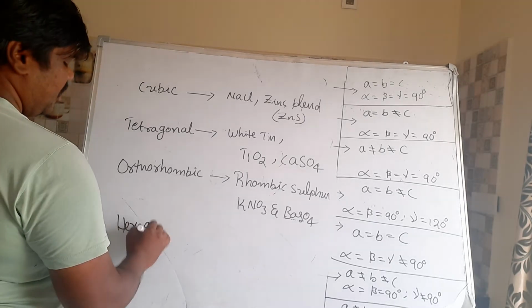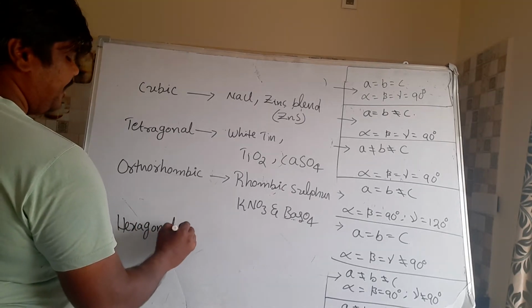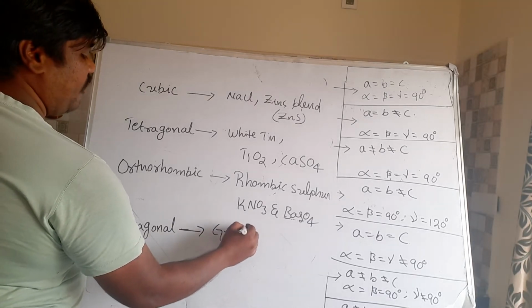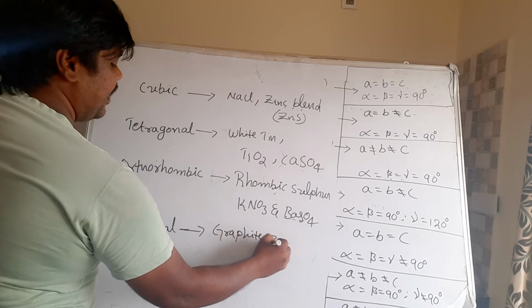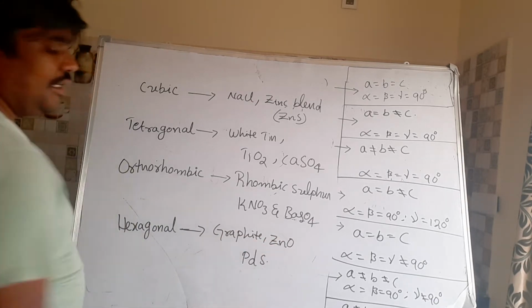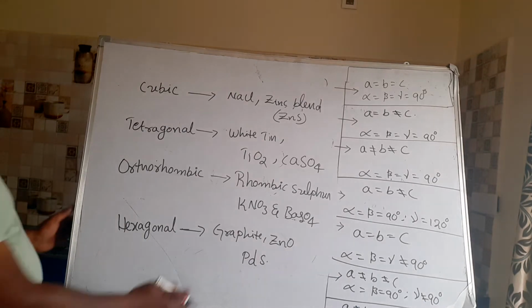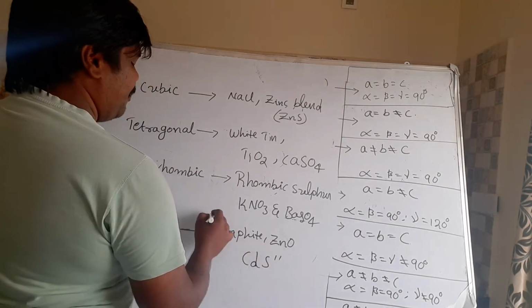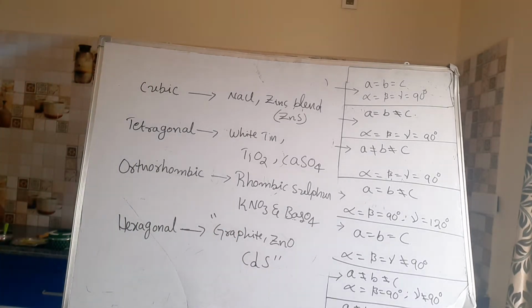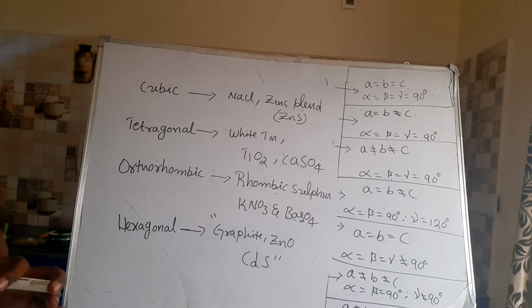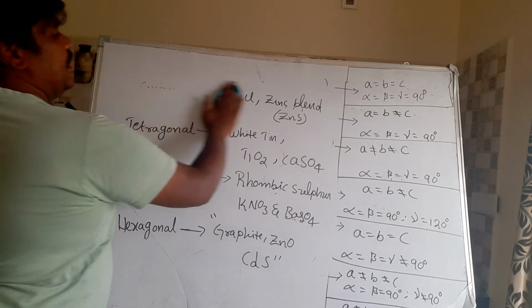Hexagonal: graphite is in hexagonal crystal structure. Graphite, ZnO, zinc oxide, CdS, cadmium sulfide. These are the examples of hexagonal, right? Three more are there: rhombohedral, monoclinic, triclinic.